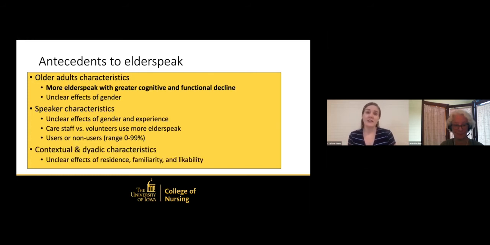And then as far as contextual and dyadic characteristics, there are some unclear effects of residence. So consider a community-based older adult who lives at home versus someone who lives in a nursing home. We think that elderspeak use is more driven by the cognitive or functional decline rather than just the setting itself. And then we would like to know some more research on familiarity and likability. So for example, are you more likely to use it if you're very familiar with the resident or not familiar at all? Or you really like the resident or don't like the resident very much?